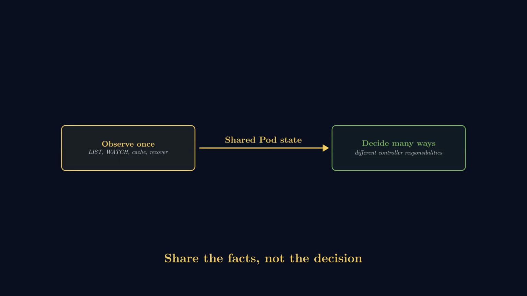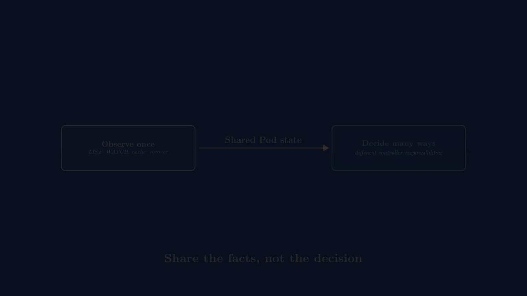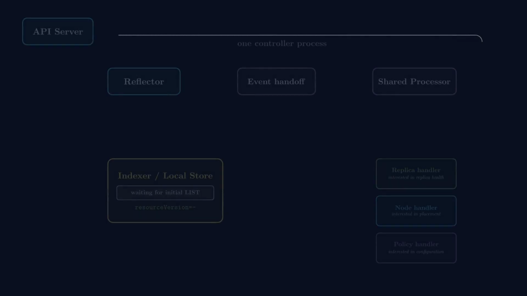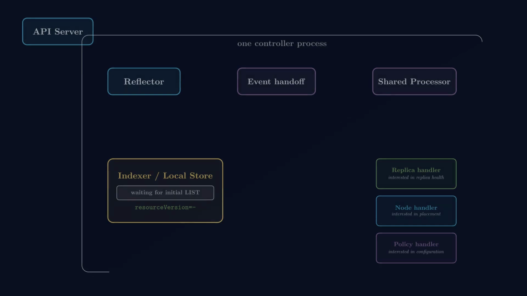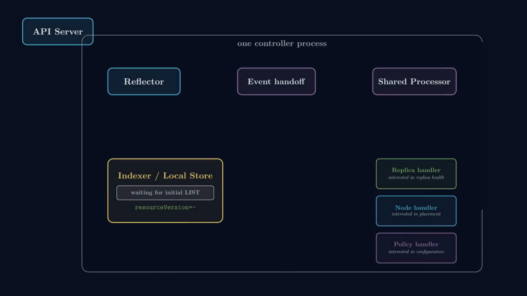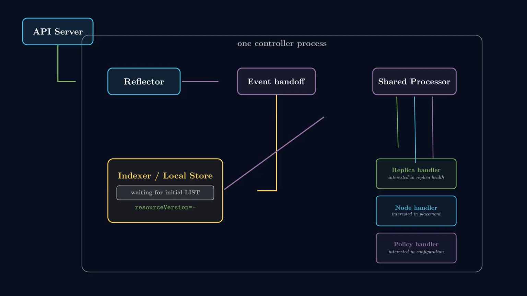Now let's talk about the shared informer architecture. A shared informer is not just one component. It is the complete mechanism that keeps a shared local view of Kubernetes objects. The reflector talks to the API server and receives the initial list and later changes. Those changes are used to update the local indexer, which stores the latest objects. The shared processor then tells all registered handlers that something has changed. So the reflector collects the information, the indexer remembers it, and the shared processor distributes it. Together, they form the shared informer.